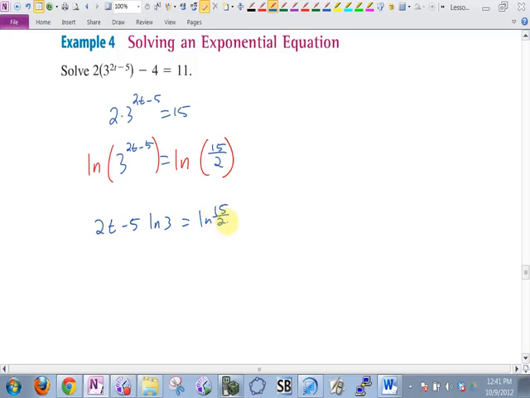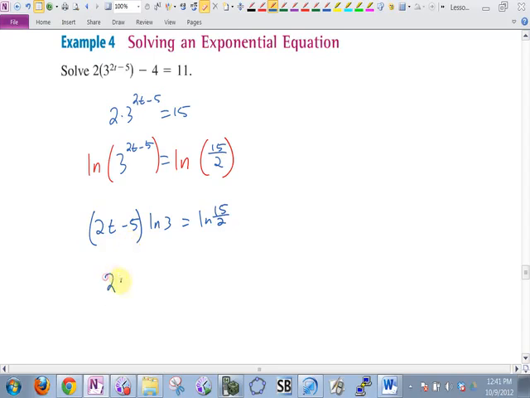Agreed? You should not agree with me. That's wrong. Nope, that's wrong. Where? Very nice. You must have those parentheses, otherwise the 3 was only being raised to the negative 5th power, not the 2t minus 5. That whole thing was the exponent. Which creates a problem, because now the variable I want to solve for is inside a set of parentheses.